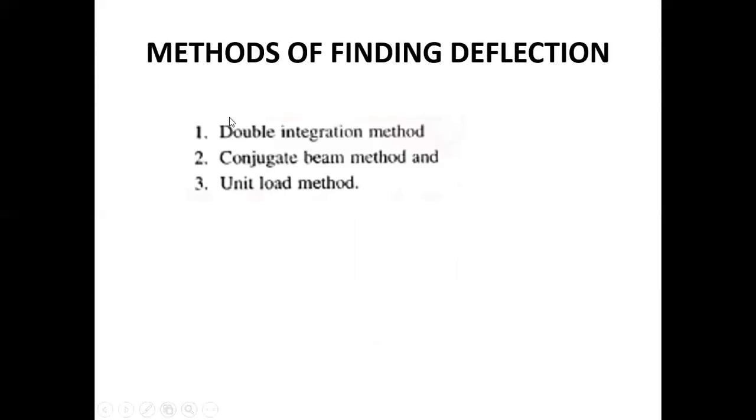Now there are various methods of finding deflection. Finding deflection is also a part of the analysis of structures. Here we are concerned with the analysis of indeterminate structures. In order to find the deflection, there are certain methods. First is the double integration method. Second is the conjugate beam method. Third is the unit load method. All these methods we have already studied in Structure Analysis 1. So we will quickly consider an example of each of them and brush up the concepts of these three methods.